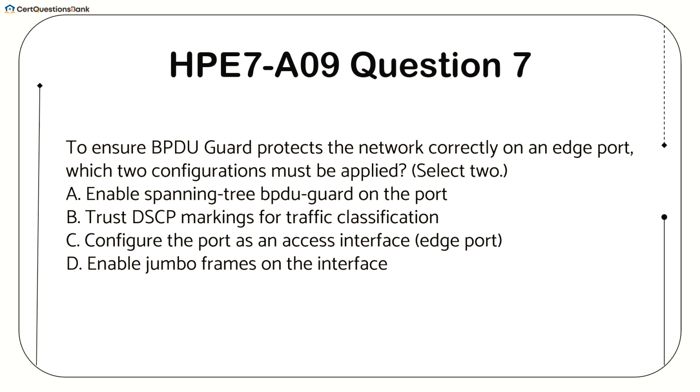To ensure BPDU guard protects the network correctly on an edge port, which two configurations must be applied? Select 2. A. Enable spanning tree BPDU guard on the port. B. Trust DSCP markings for traffic classification. C. Configure the port as an access interface, edge port. D. Enable jumbo frames on the interface.